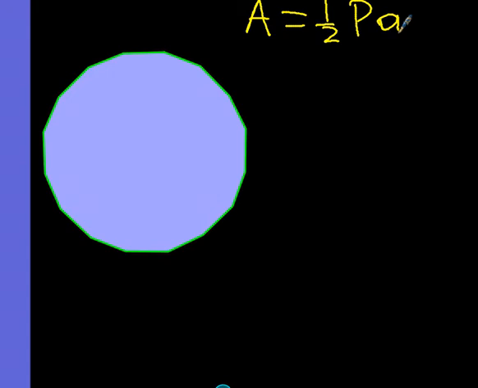We need to know the apothem. We need to know the perimeter. To get the perimeter, we need to know the number of sides and the side length. So the thing about regular polygons is you have to understand that in this case I have, let's see, 1, 2, 3, 4, 5, 6, 7, 8, 9, 10, 11, 12, 13, 14, 15, 16 sides. So n is 16.